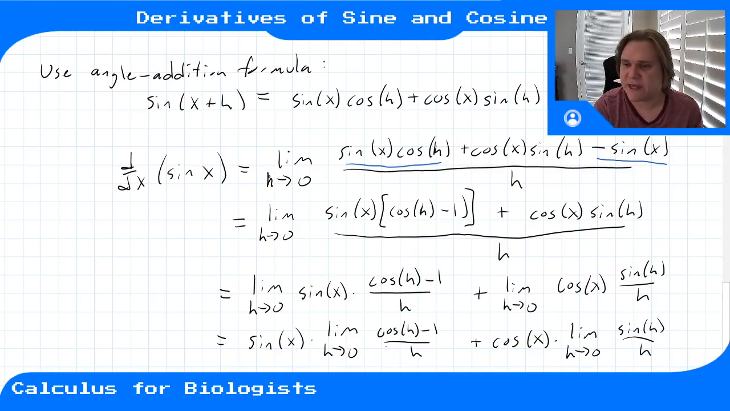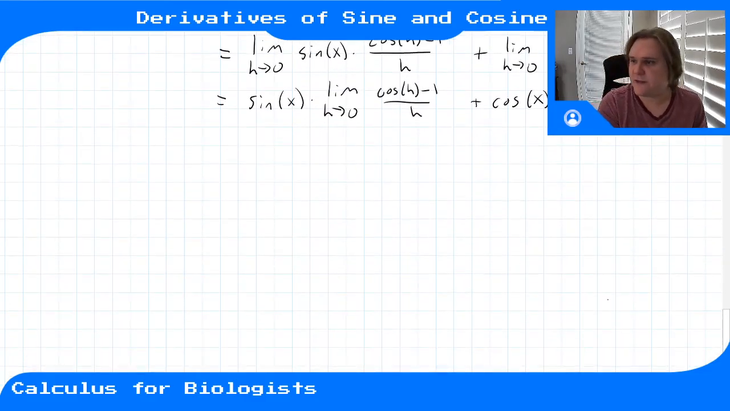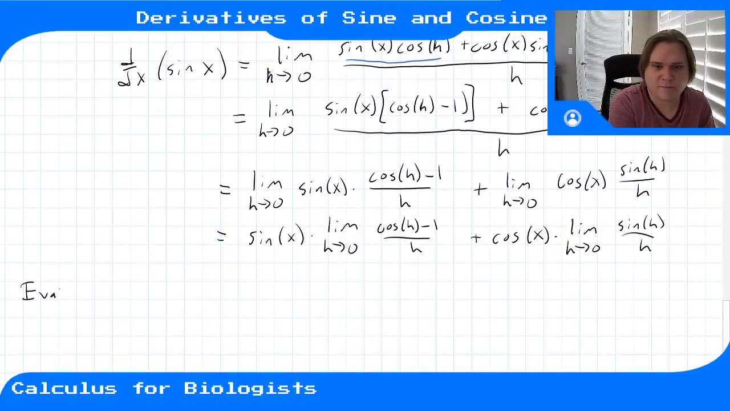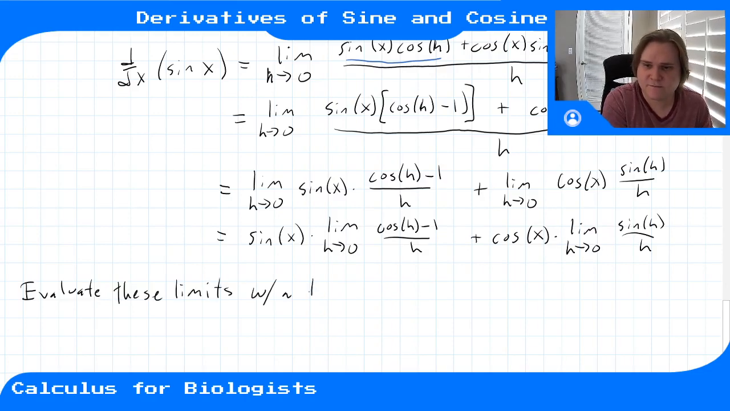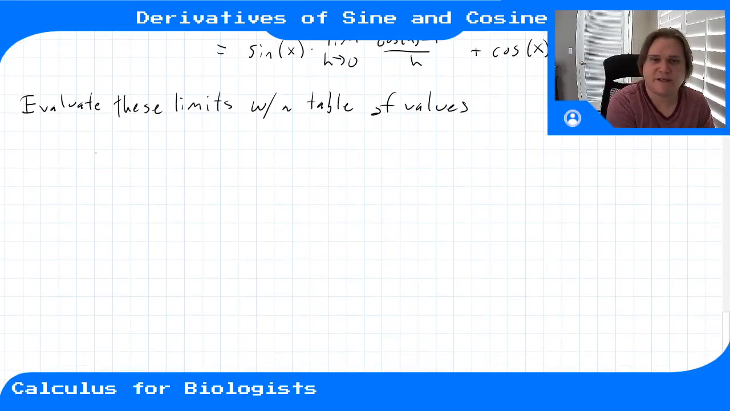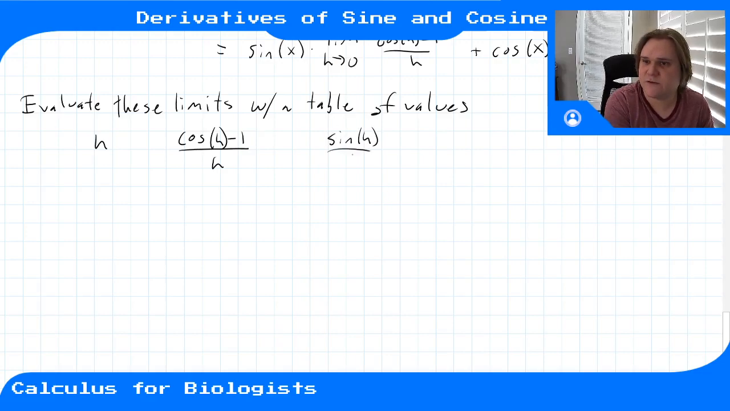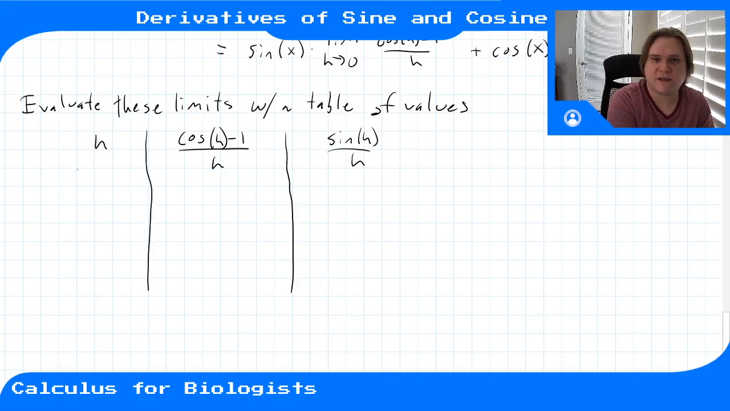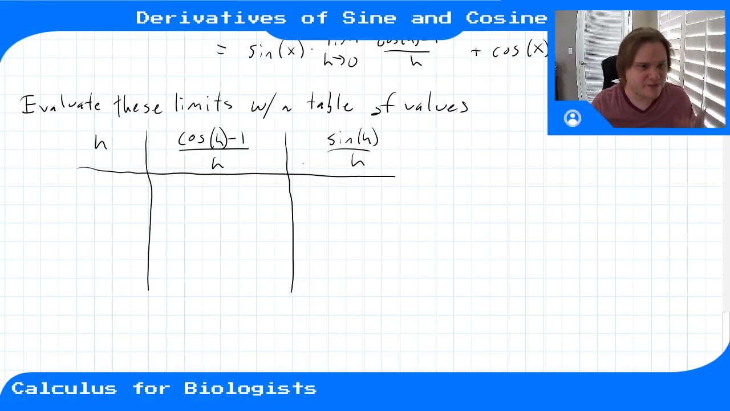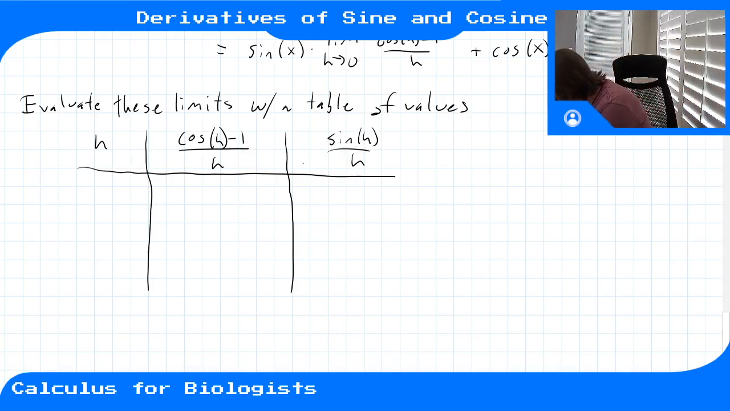And here we're sort of stuck, right? We can't simplify these limits anymore without any further information. We don't know anything about how to do this at this point. So here, we'll evaluate these limits by basically just looking at a table of values. Basically, we'll have h, we'll have cosine of h minus 1 over h, and then we'll have sine of h over h. So we'll have a nice big table of numbers, and hopefully as h goes to 0, these will approach some numbers, and we can say, okay, that's what the limit is. So let me pull this table up from the book.